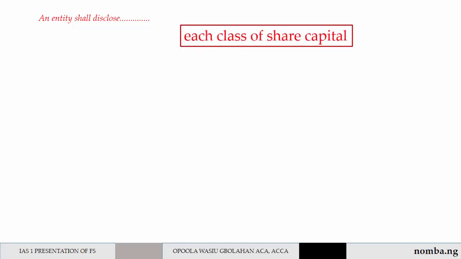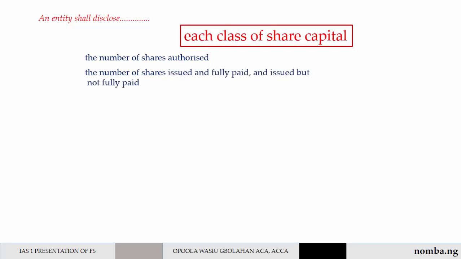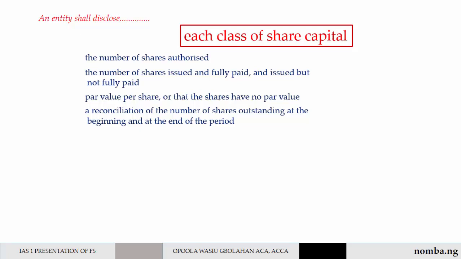Note that an entity shall disclose the following either in the statement of financial position, in the statement of changes in equity, or in the notes for each class of share capital. 1. The number of shares authorized. 2. The number of shares issued and fully paid, and issued but not fully paid. 3. The par value per share, or that the shares have no par value. 4. A reconciliation of the number of shares outstanding at the beginning and at the end of the period.